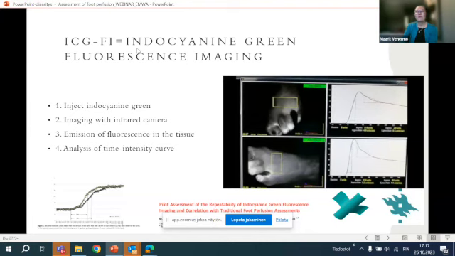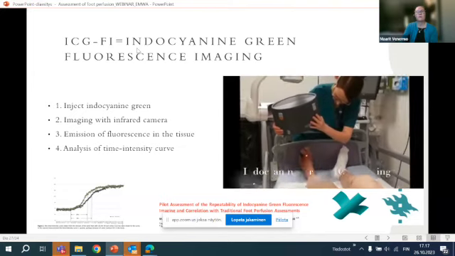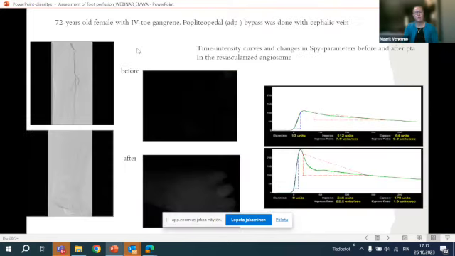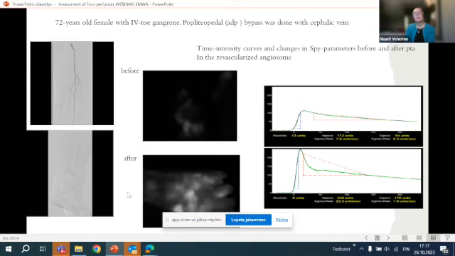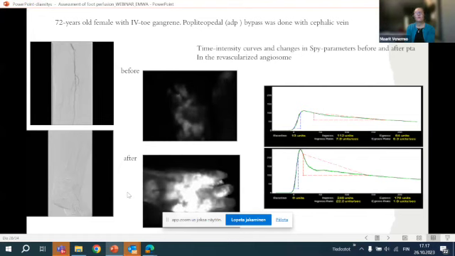We have analyzed a lot of these parameters, but mostly we use the maximum intensity. And here we can see a patient who underwent ADP bypass. We can see ICGFI before and after revascularization, and we can see a clear increase in perfusion, both from the recorded images and also from the time intensity curve.